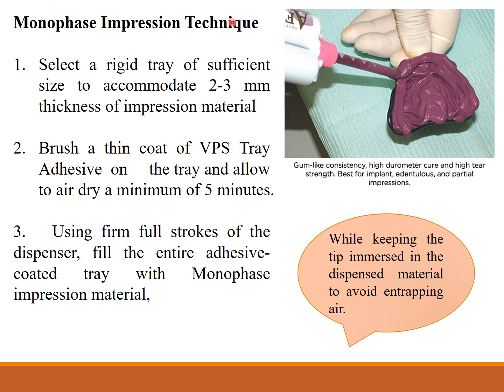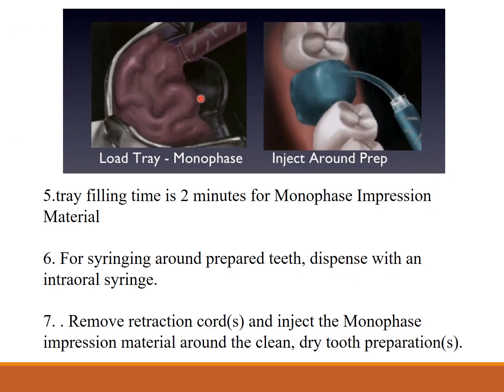Okay, monophase impression technique: a rigid impression tray of a size 2 to 3 thickness of an impression material is taken. We brush a thin layer of VPS tray adhesive on the tray and allow it to air dry for 5 minutes. Using a firm full stroke of the dispenser, we fill the entire tray with the monophase impression material as seen. So we are loading the tray. Tray filling will take 2 minutes.